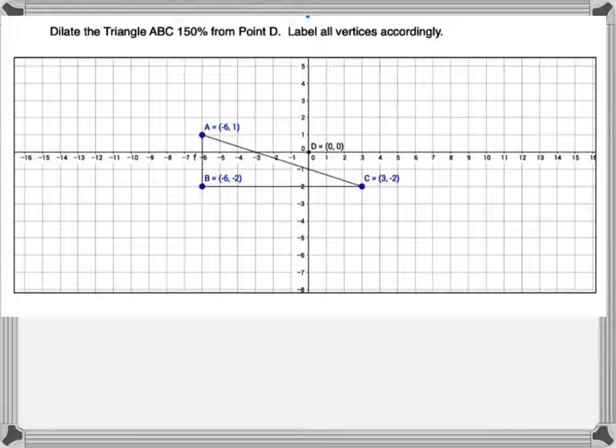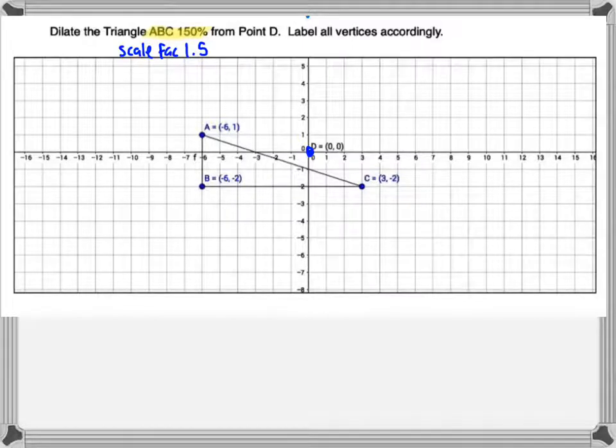Okay, so this time we've got some geometry going on here. We're going to be doing an enlargement of this particular triangle ABC from point D, which is in the center here, and we're going to make it 150% bigger. That means our scale factor is going to be 1.5. So that is our scale factor.